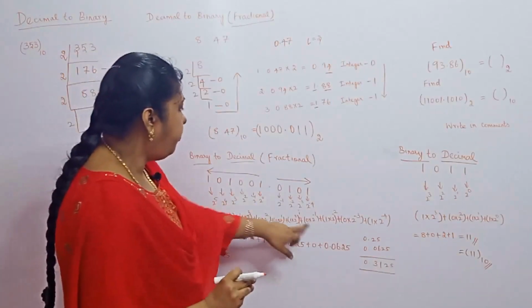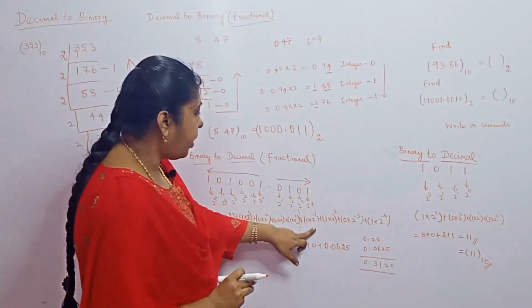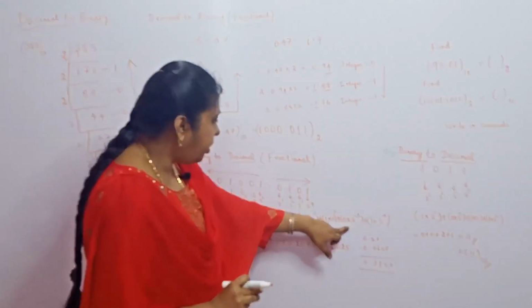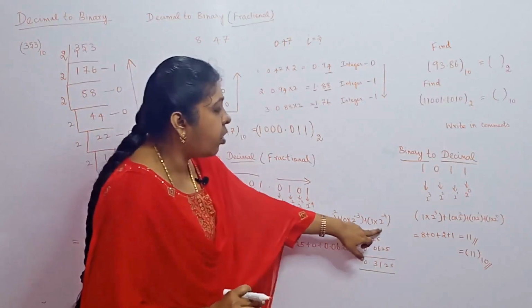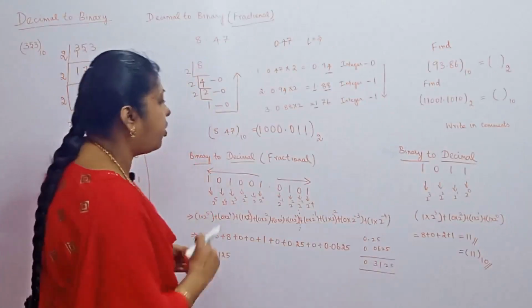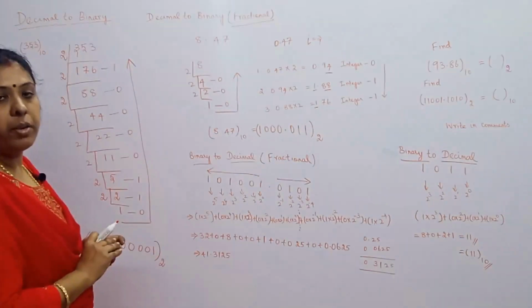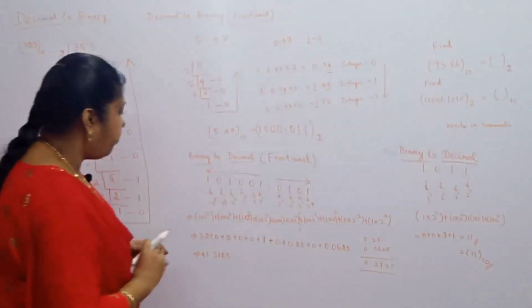And then again for 0 into 2 power minus 1, 1 into 2 power minus 2, 0 into 2 power minus 3 plus 1 into 2 power minus 4. The values keep on increasing, that is the negative powers, from the left to right hand side.